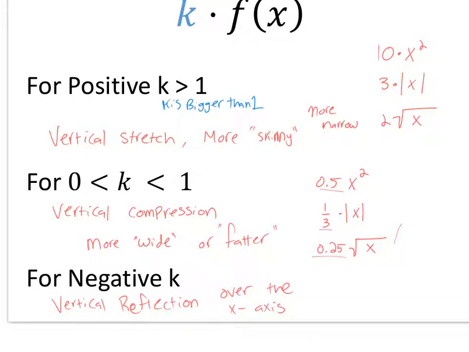So for example, if I were doing something along the lines of like negative 10x squared, it would make it really skinny and it would reflect it over. Or if I was doing like 0.5 x squared, this would be really fat. Oops, excuse me, negative in front. It would be really fat and reflected over the x-axis.